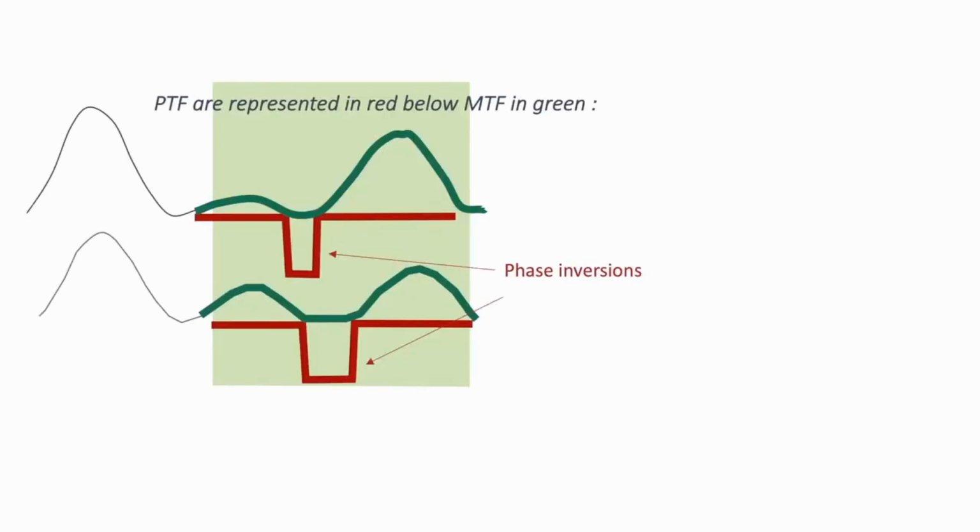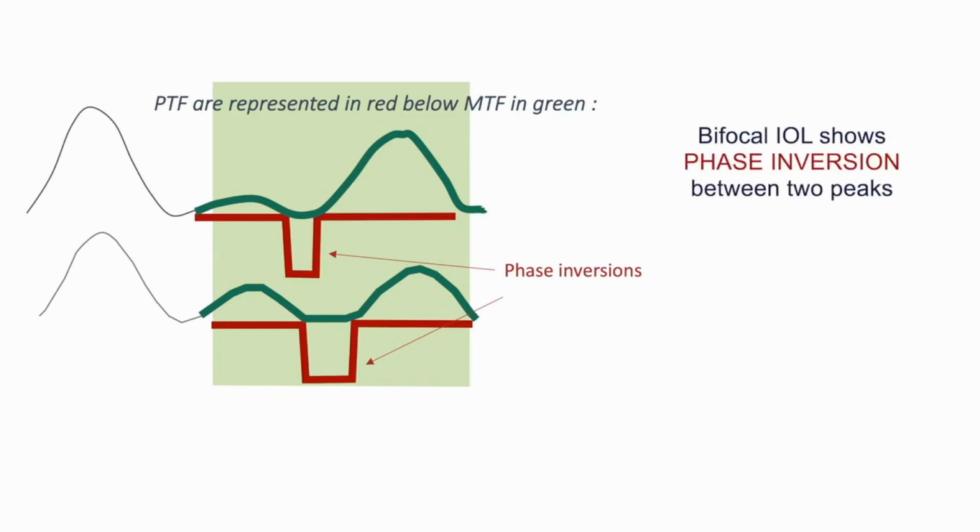The PTF, representing sharpness, is in red. The MTF, representing contrast, is in green. On defocus curves, bifocal IOLs show phase inversion between the 2 peaks, preventing intermediate vision. Trifocal IOLs suffer from phase inversion around 60 centimeters with a corresponding zone of blurred vision.